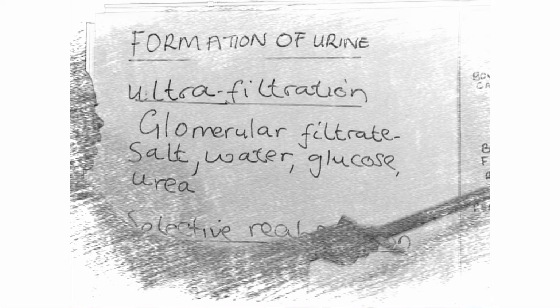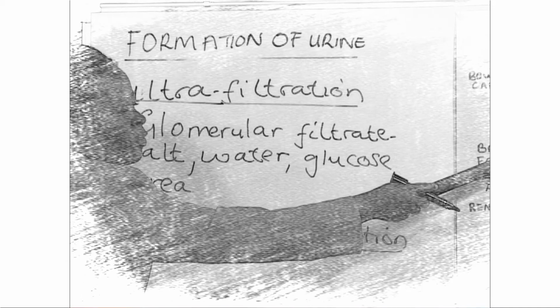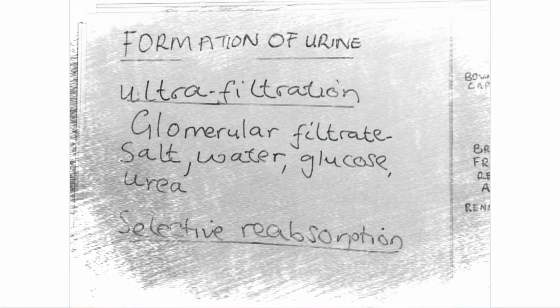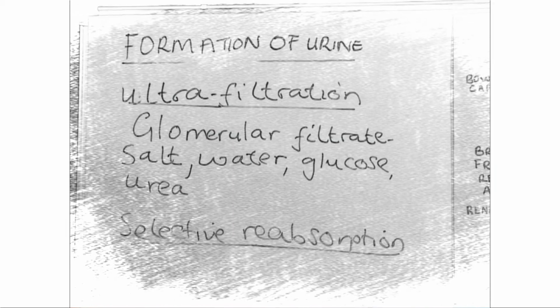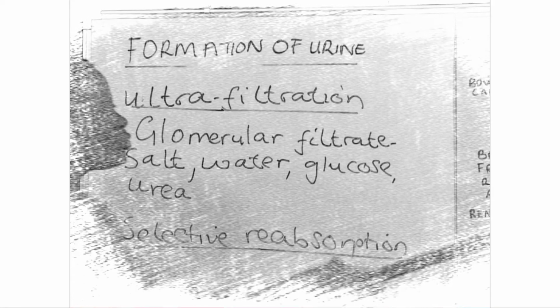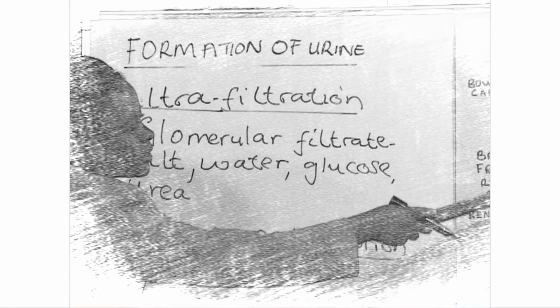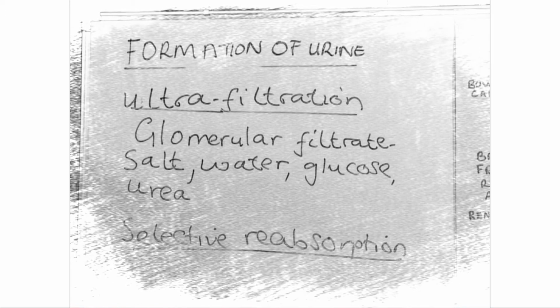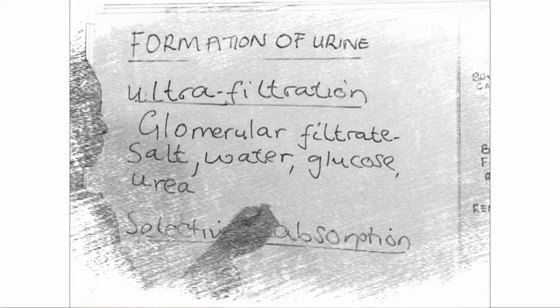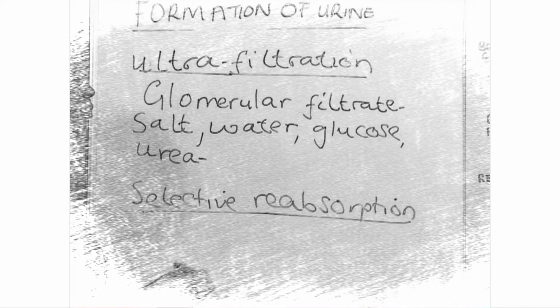Now remember, like I said, the glomerulus will only allow very small molecules to pass through because they are capillaries. There are some substances which will not be filtered from the glomerulus into the Bowman's capsule because they are large. So these are the substances which will not be filtered.